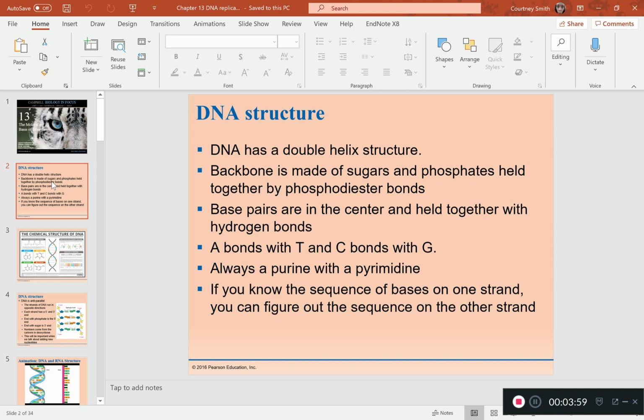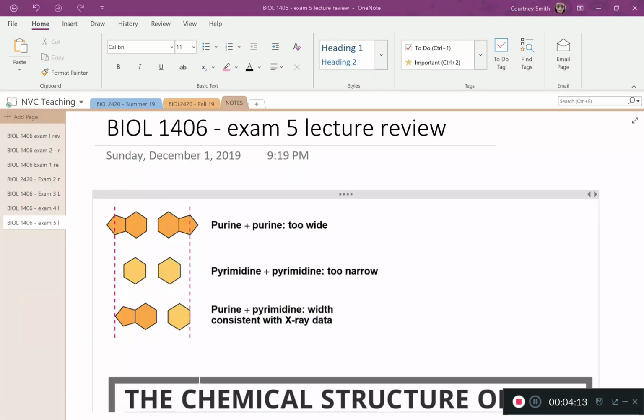So remember that A always pairs with T's and C's always pair with G's, meaning that a pyrimidine is always with a purine. It's never a purine and a purine or a pyrimidine and a pyrimidine. And let me show you why that's the case. So if you have a purine and a purine together, they are a 2-ring structure, so that means that it's too wide. So it's not very even, it's not very stable.